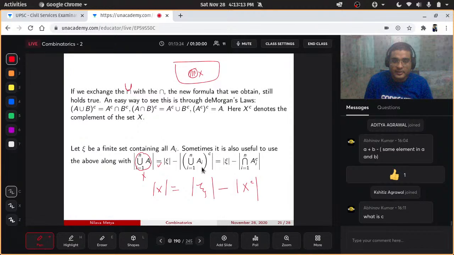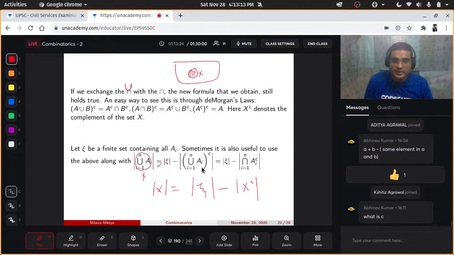But what is the cardinality of A complement intersection B complement? It is the cardinality of A complement plus the cardinality of B complement minus the cardinality of A complement union B complement, and everything inside the bracket. Why did I put the bracket? Because I want this minus. Okay, I'll show you a concrete example.